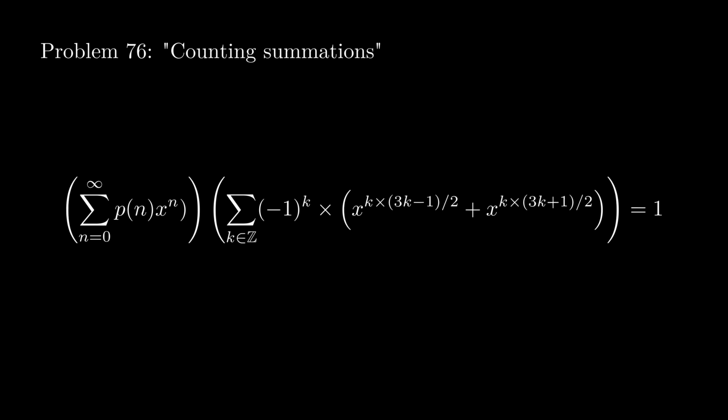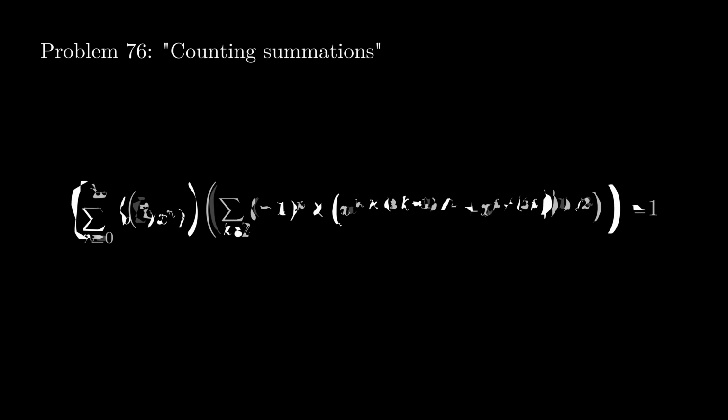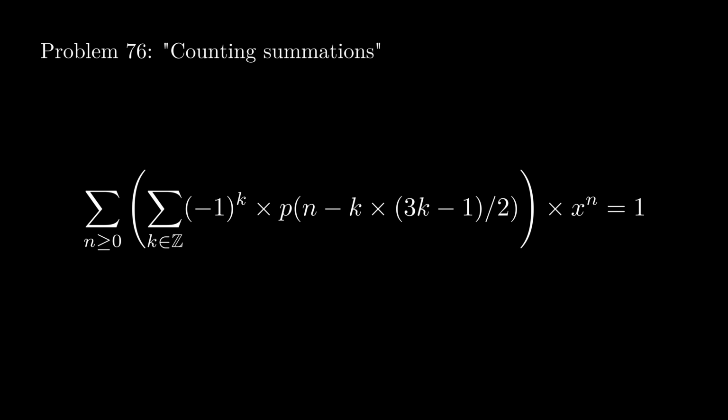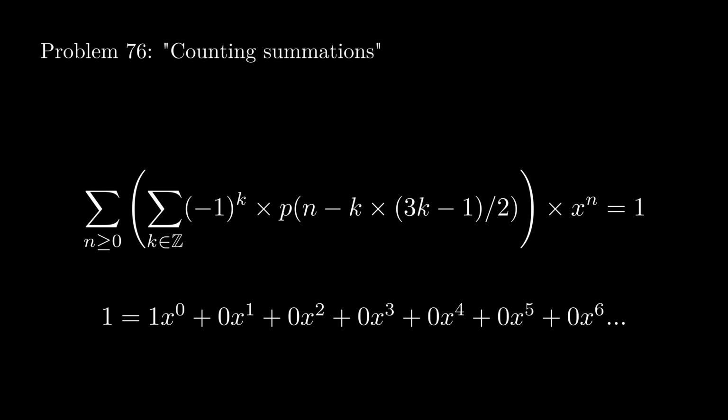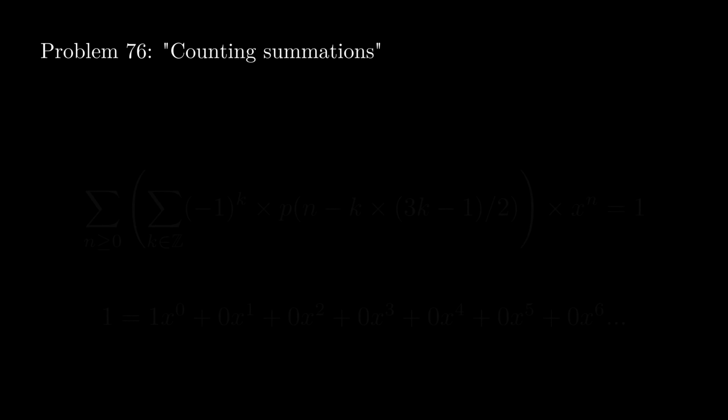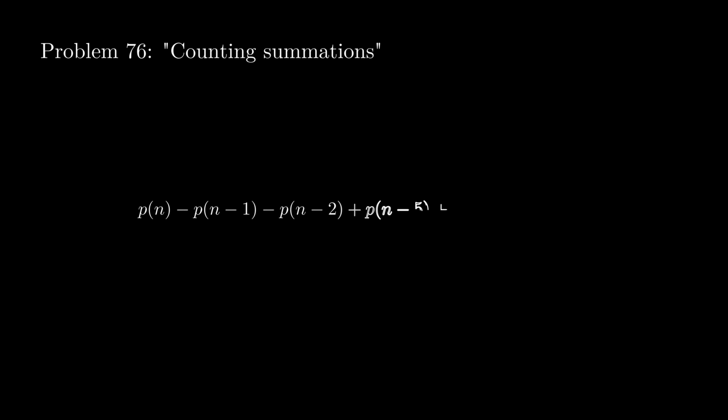Now if we develop those sums, we get a polynomial with clear coefficients, and this polynomial must be equal to 1. As 1 is actually a polynomial with infinite zero coefficients, we can set each coefficient inside our sum to be 0. This permits us to write that p of n equals p of n minus 1 plus p of n minus 2 and so on. Finally, here is the aimed recurrence.